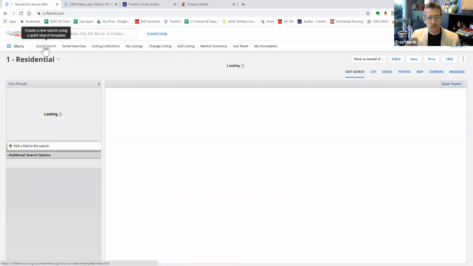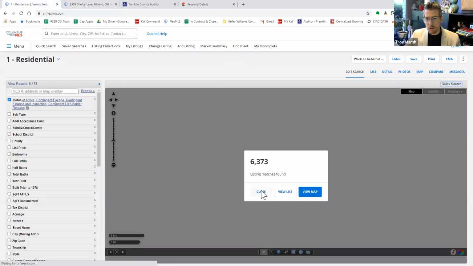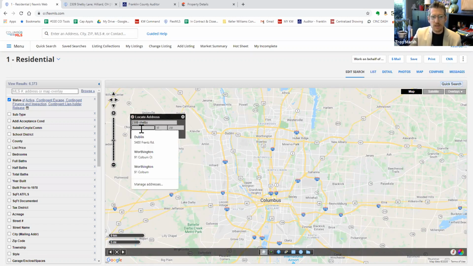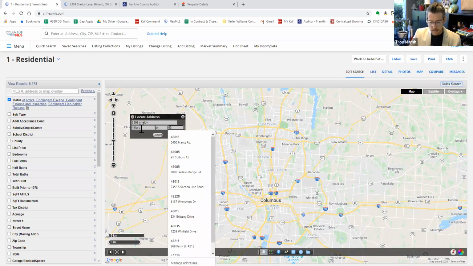And this should all look familiar to all you guys. I'm going to come down here to the lower right-hand corner where this little pin is, and I'm going to type in 2309 Shelby. And I will tell you, this is the least mature search that I probably use on a regular basis, because you have to basically type in every field. So it's not anything like the MLS.